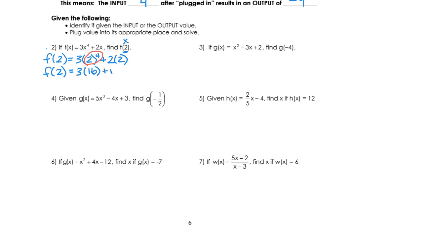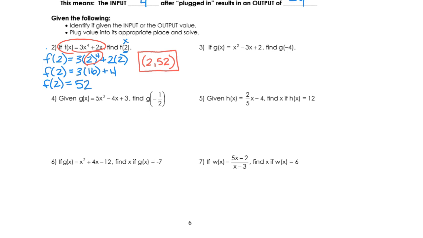And then 2 times 2 is 4. And we get a little bit more multiplication in the front here. 3 times 16 is 48, and 48 plus 4 is 52. Again, you can use your calculator. And so what this means is that the point, if I were to graph this equation, on that graph would be the point (2, 52). If you went to your table in your calculator, you would see 2 in the x column, 52 in the y column.